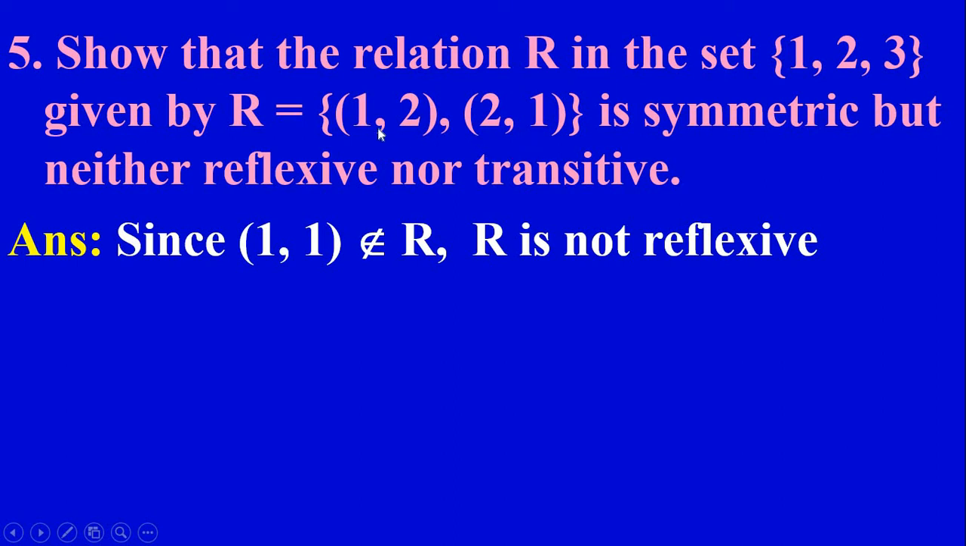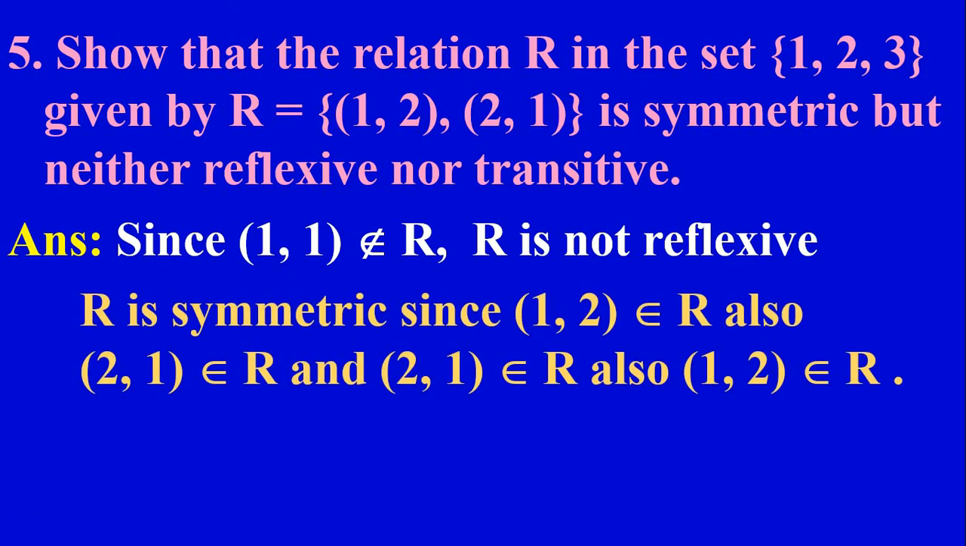Now it is symmetric. We have (1,2) and (2,1) also. If (a,b) belongs to R, and (b,a) also belongs to R, then it is symmetric. So here we have (1,2) and (2,1). So R is symmetric since (1,2) belongs to R and also (2,1) belongs to R, and (2,1) belongs to R and also (1,2) belongs to R. So this relation is symmetric.